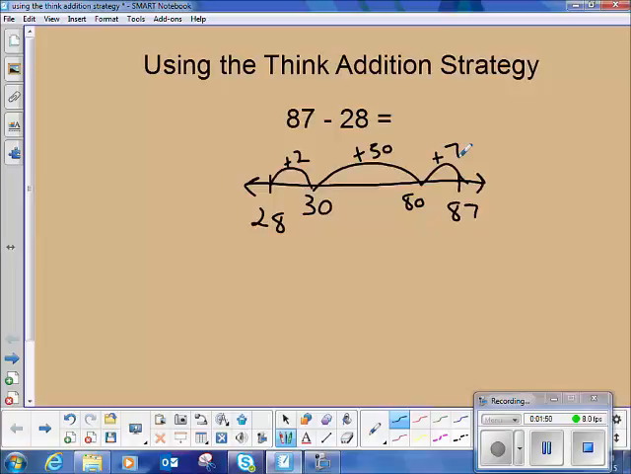To find our distance, or the difference between our numbers, 28 and 87, we add. 7 plus 50 is 57, plus 2 more is 59. So the distance between 87 and 28 is 59. We'll use the open number line to record our thinking.